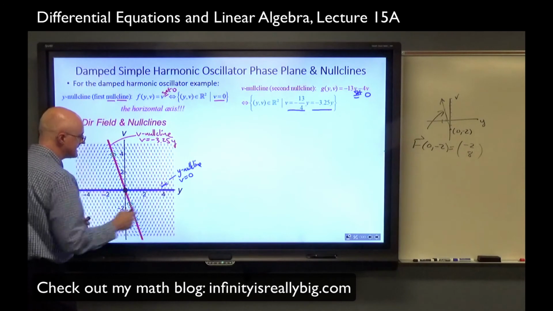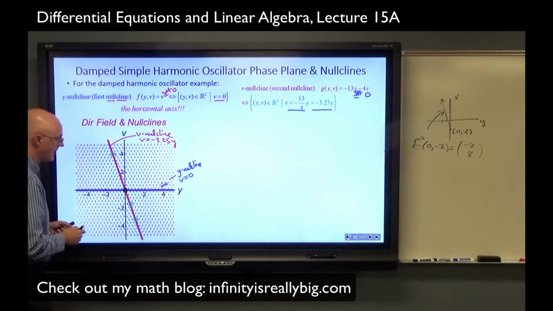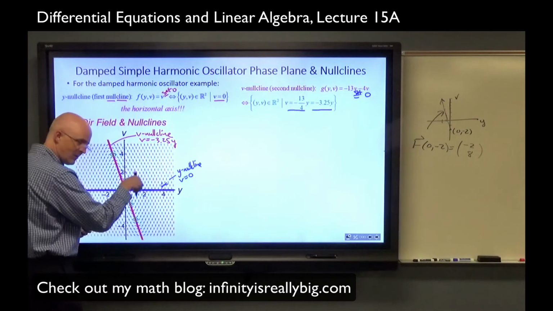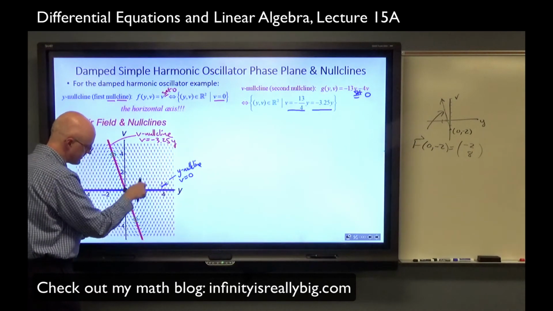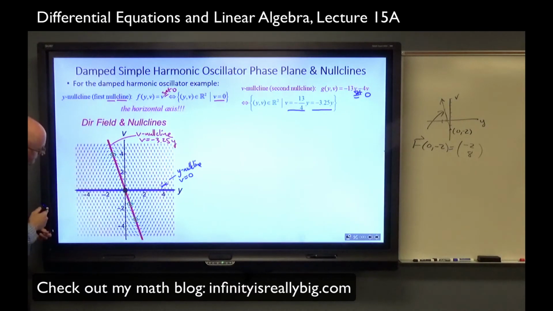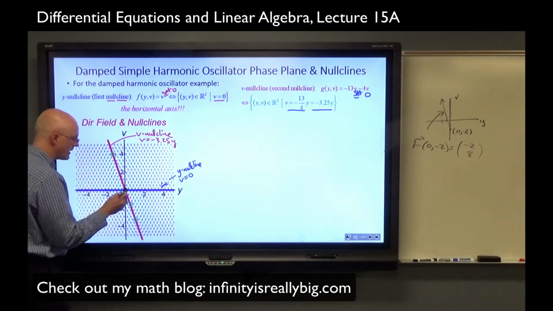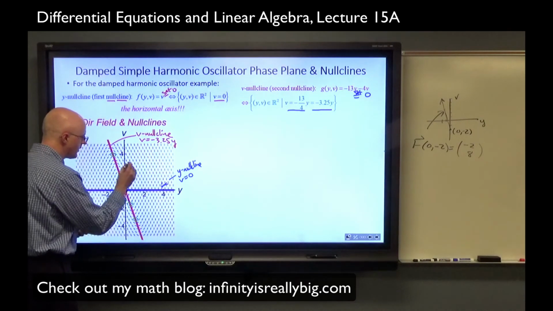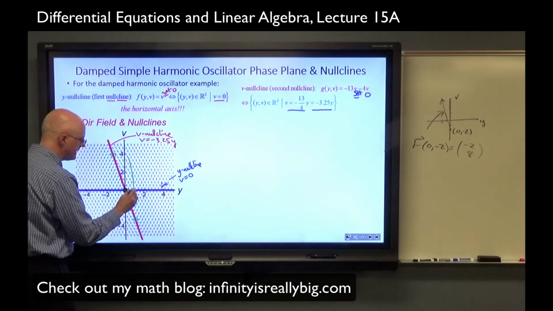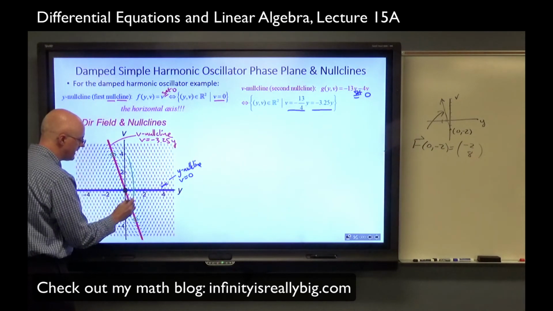And when you cross the y nullcline, you have to cross vertically. It plotted a bunch of vectors down here to cross it vertically, with those arrows pointing vertically downward. These ones over here are vertical pointing upward. When you try to draw the solution curves more carefully, you should cross the y nullcline vertically and the v nullcline horizontally.